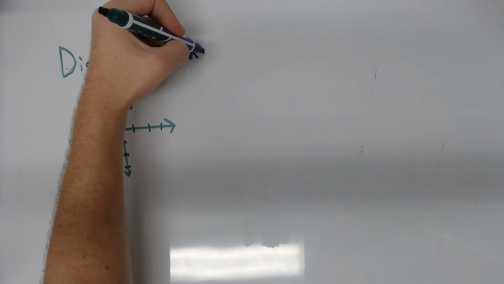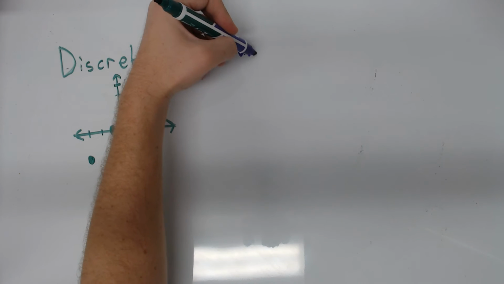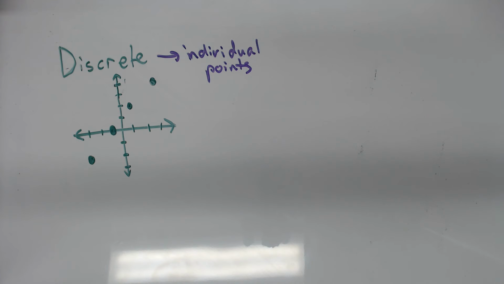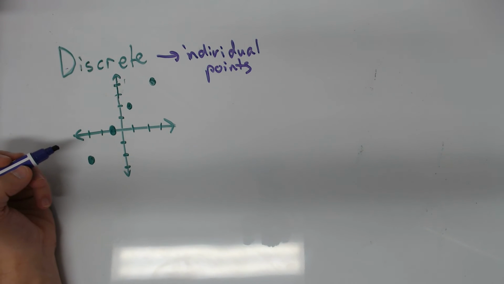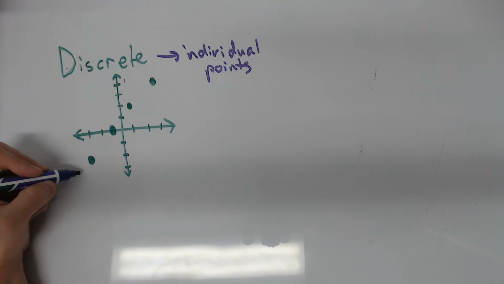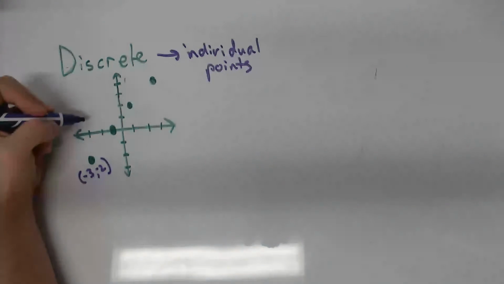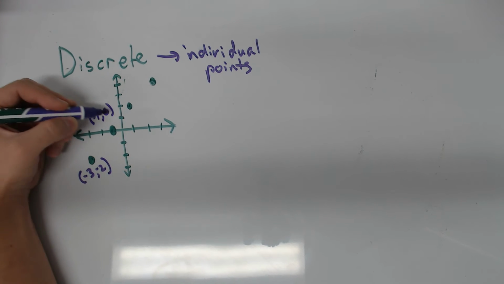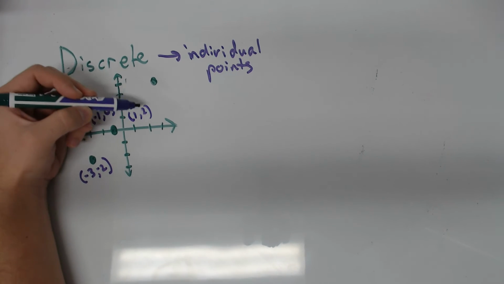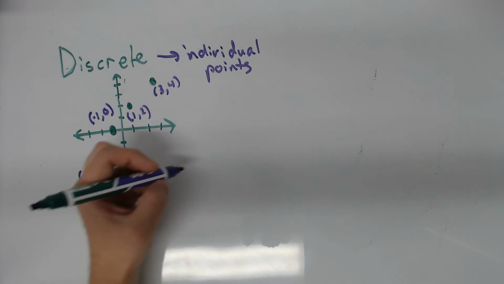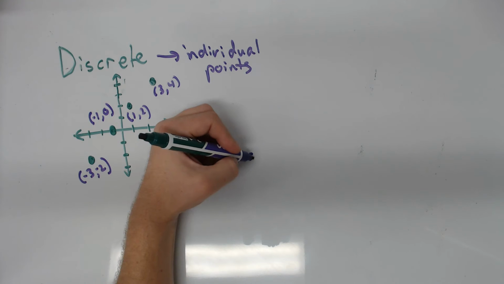The first type of graph is called discrete. Discrete means individual points. When you see a graph that's individual points, what I want you to do is literally just write out the ordered pairs. So this is -3, -2. This is -1, 0. This is 1, 2. And this is 3, 4. Okay, so your domain is the list of all of the x values.